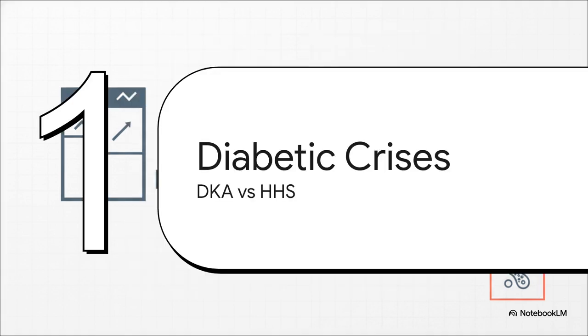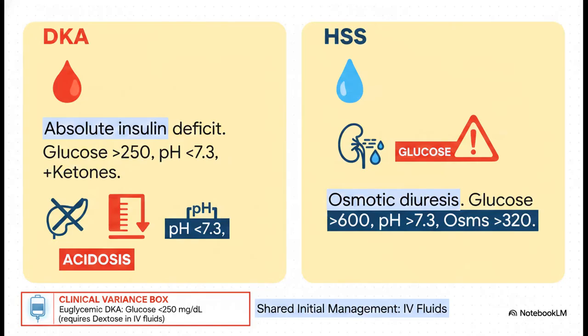Diabetic crises, DKA versus HHS and the potassium red line. Okay, we're dealing with two entirely different states of physiological crisis here. First, think about diabetic ketoacidosis, typically your type 1 diabetes patients. You're looking at an absolute insulin deficiency that essentially drives fatty acid degradation. And the result of that? A high anion gap metabolic acidosis, a pH dipping under 7.3, and heavy serum ketones.